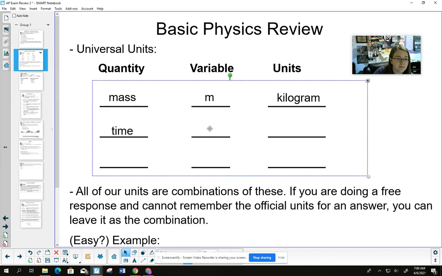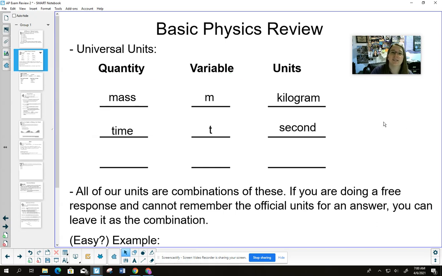Time is T, there we go. And this is always seconds. So once again, if we see minutes or hours, we have to do that conversion in our calculations, because we need to have all of our answers in terms of these basic units to get full points on this stuff.